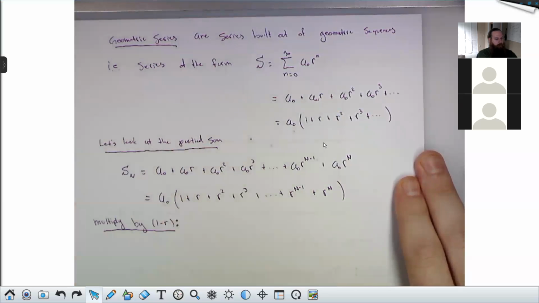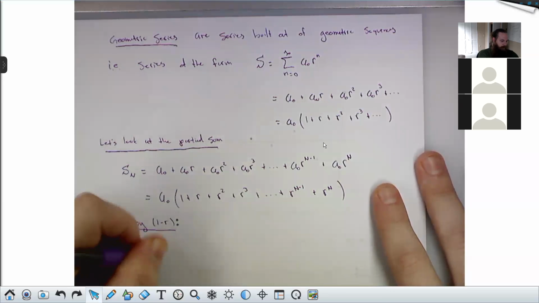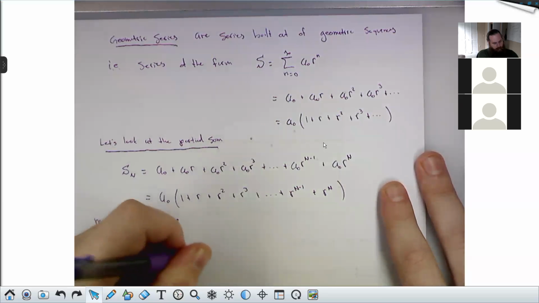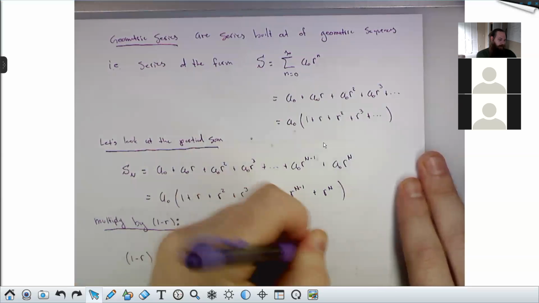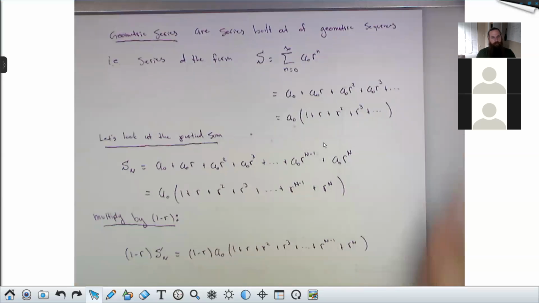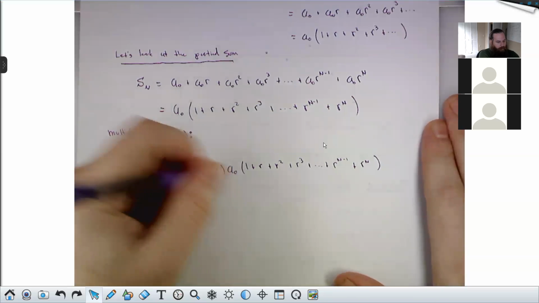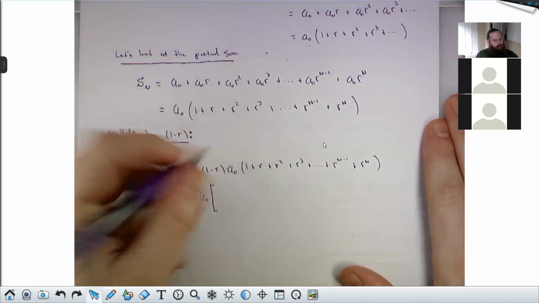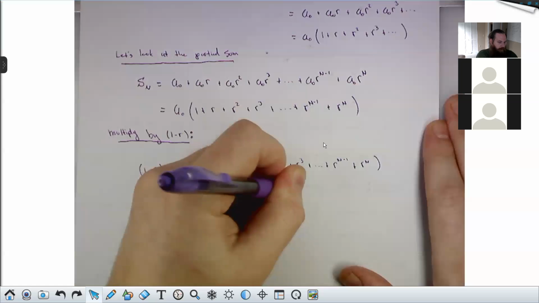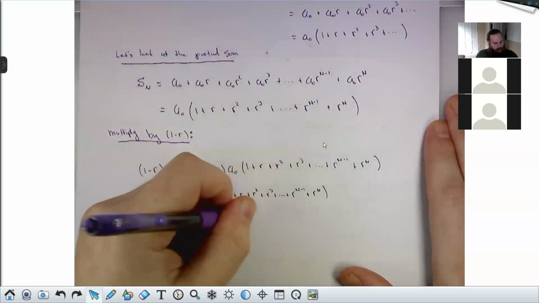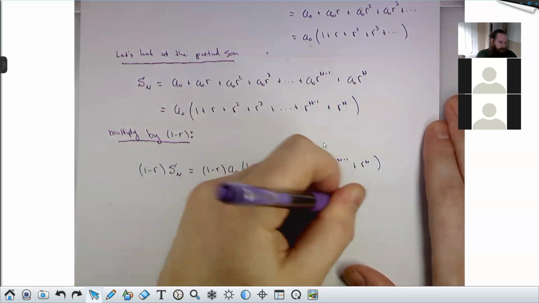So we start by just writing out that partial sum. And then I'm going to multiply both sides of this expression by 1 minus R. So I get 1 minus R times Sn equals 1 minus R times A naught times 1 plus R plus R squared plus R cubed plus R to the n minus 1 plus R to the n. You can shuffle the A naught over here, and then you just have 1 minus R times that thing, which I'll distribute. So that's 1 times the sum, minus R times the sum.